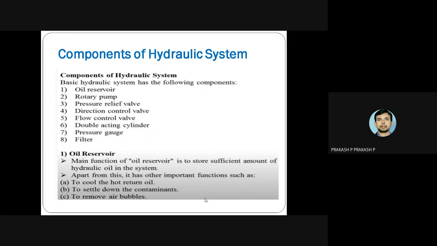First is the oil reservoir. The main function of the oil reservoir is to store a sufficient amount of hydraulic oil in the system. Apart from that, there are some other important functions also. We have to cool the hot return oil, settle down the impurities, and also remove the air bubbles. These are the other important purposes of an oil reservoir.